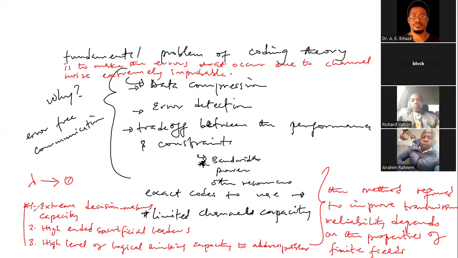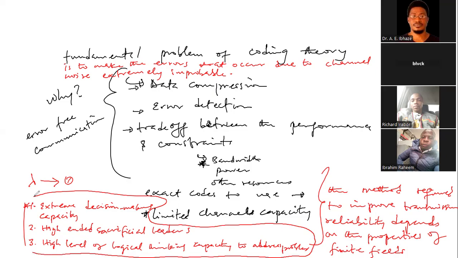So this is just one system, a system we want to design. It could be an organization, a country, a nation, a continent, it could be anything. But in this system, we want people with extreme decision-making capacity, people with high-ended sacrificial leadership ability, and people with a high level of logical thinking capacity to address problems.